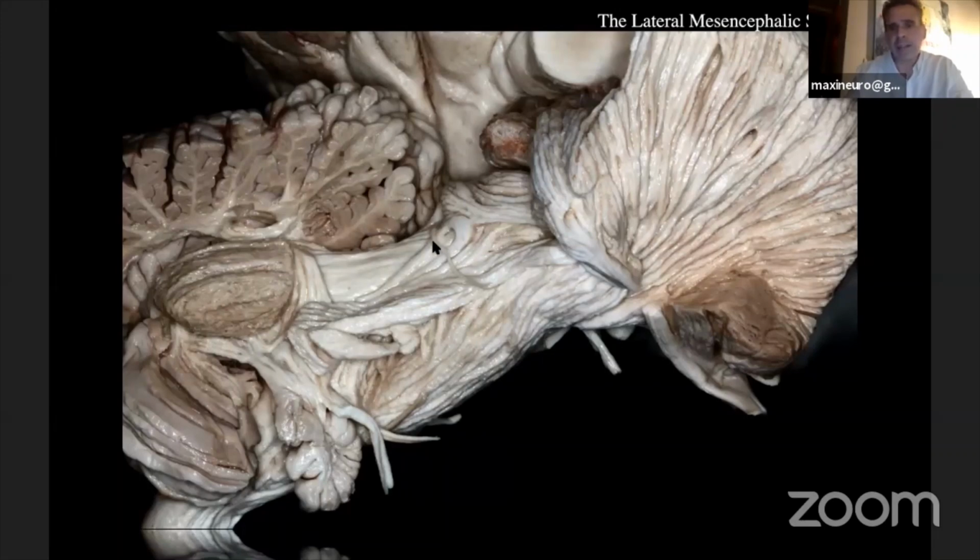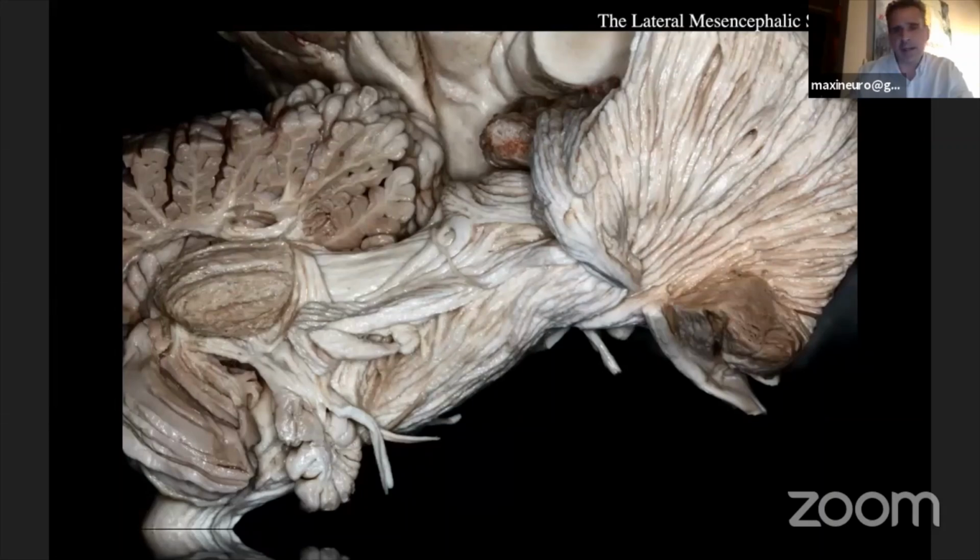Also, you can see here the fourth nerve, the superior cerebellar peduncle, the interpeduncular sulcus, here the middle cerebellar peduncle, and in the back here the dentate nucleus, the most important nucleus inside the cerebellum, like Professor Akin showed before.